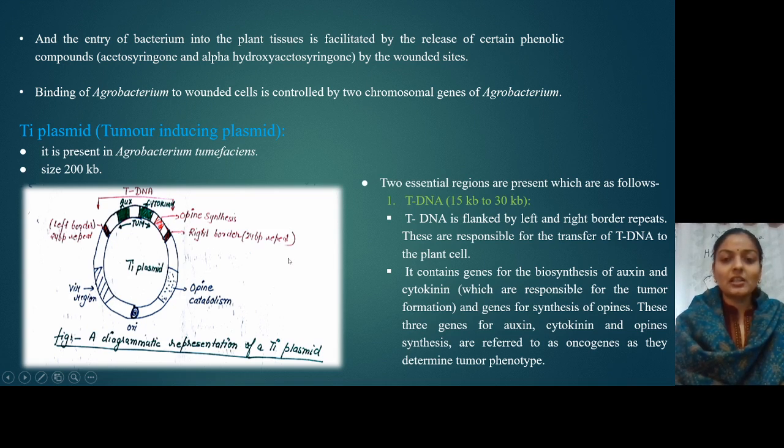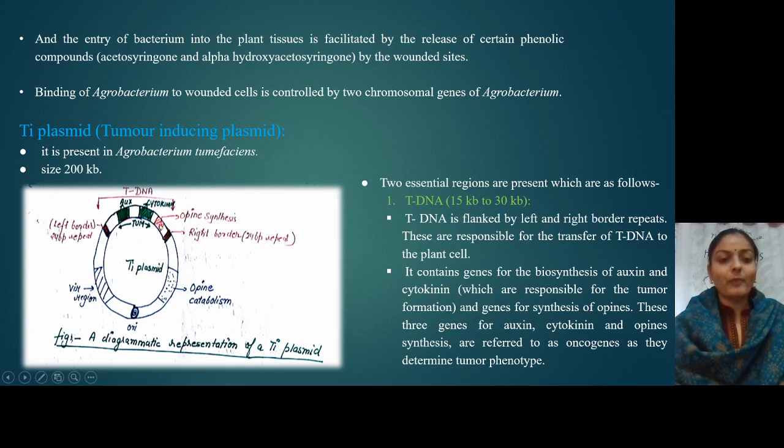This T-DNA region consists of 15 kb to 30 kb of DNA, and it is flanked by two border repeats of 24 to 25 base pairs, the left border repeat and the right border repeat. Inside this, three genes are present: one for auxin synthesis, another for cytokinin synthesis, and the third for opine synthesis, and this is specific for each Ti plasmid. The auxin and cytokinin genes are responsible for the proliferation of cells, and they are responsible for the formation of the tumor in the plant at the wounded site.